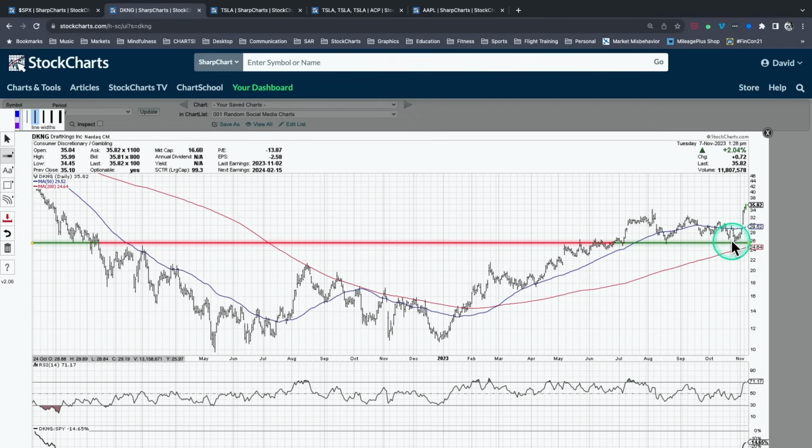So let's say I bought DraftKings right around here, right at $26 a share. I saw the retest of the low, and I'm feeling pretty good about it. Let's say I bought right at this moment. I did not, but let's assume hypothetically that you did.